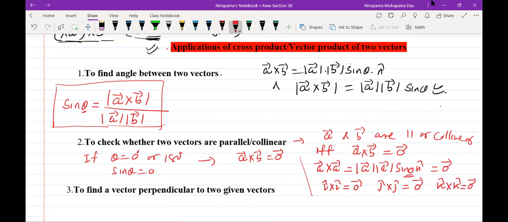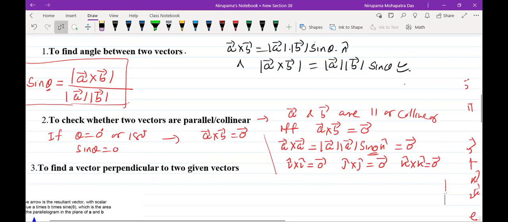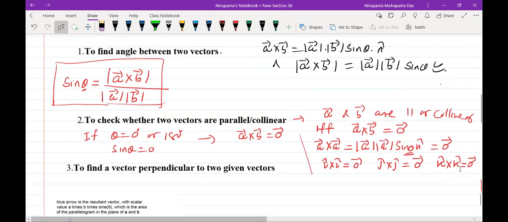So whenever you take the cross product of the same vector, either linear vectors, coincident vectors, or parallel vectors, because the angle between the two vectors is 0, you will get a 0 vector here. So I cross I is 0 vector, J cross J is 0 vector, K cross K is 0 vector. Is it clear?